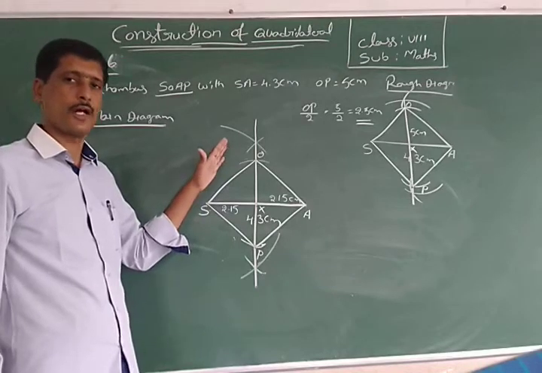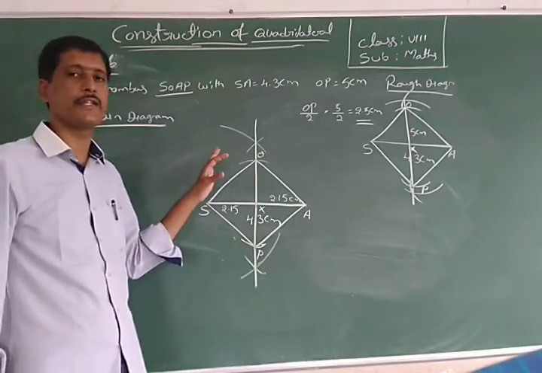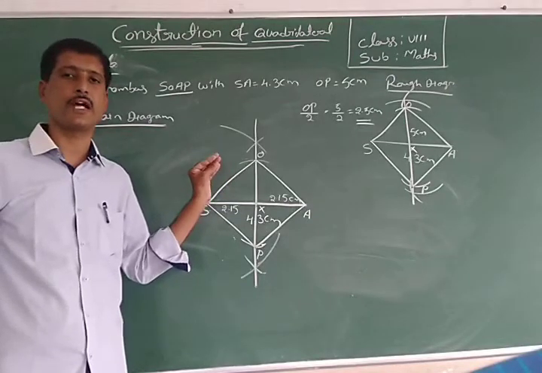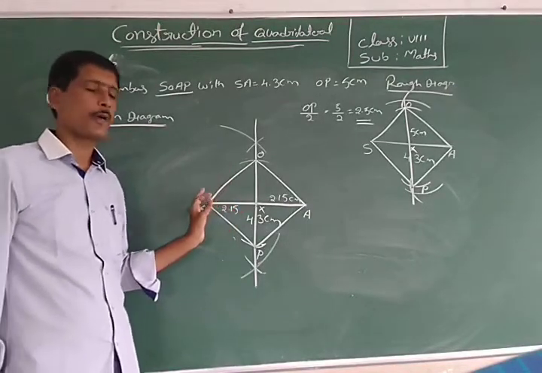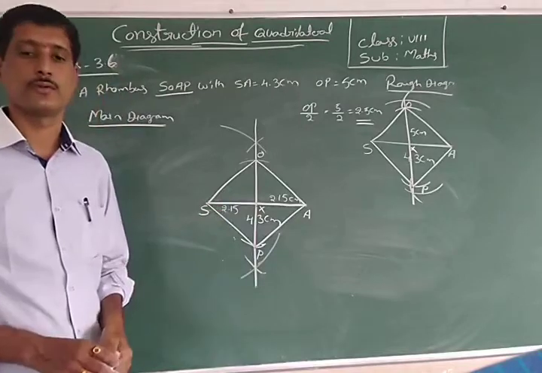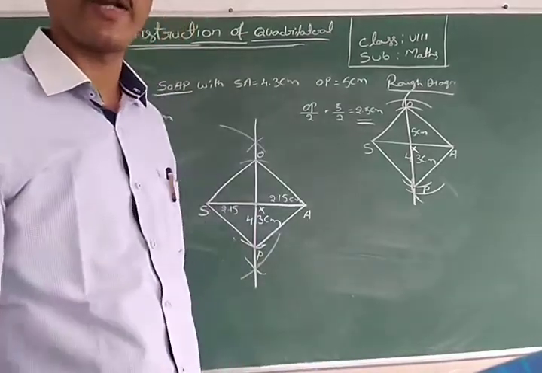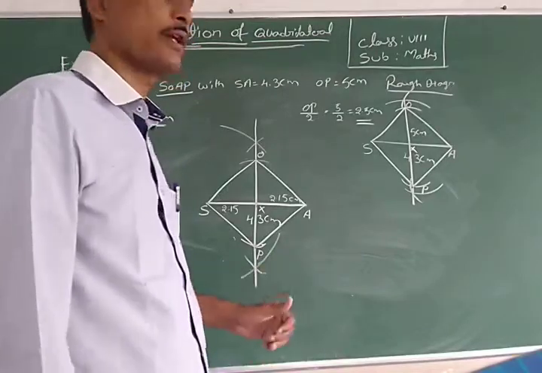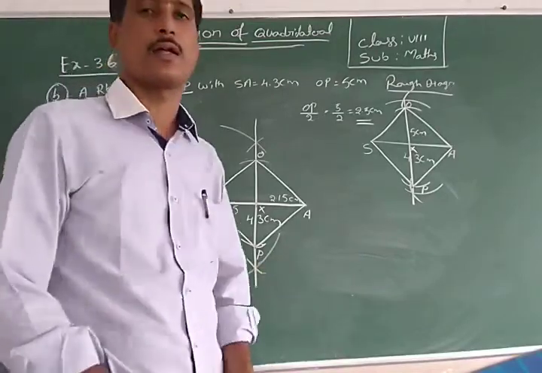Understood everybody? This is a very easy chapter, construction, using the geometry box. Everyone practice this one. I gave worksheets also, one or two worksheets. Practice that. Okay? Thank you.